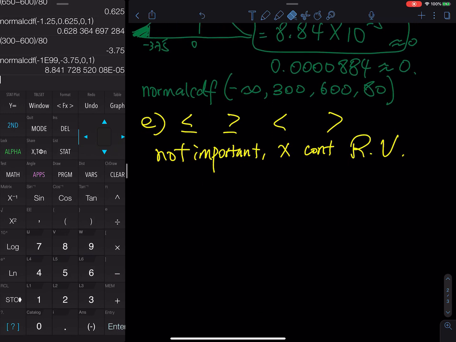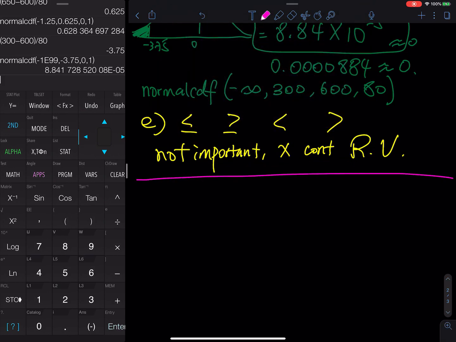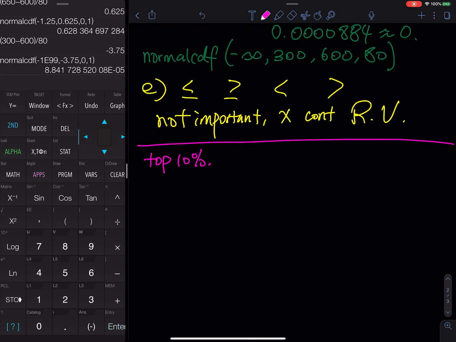So the next part is, let's pick another color for that. I want to find the top 10%. How many points do I need to be the top 10% based on this distribution? All right, so the top 10%, here is how we do it. We start with a graph. After standardization, the mean is equal to 0. This is your top 10%. First, I need to find the standardized score.